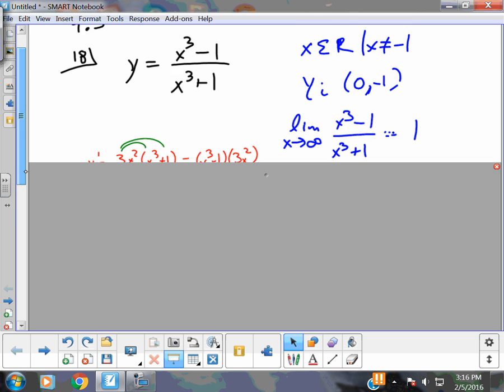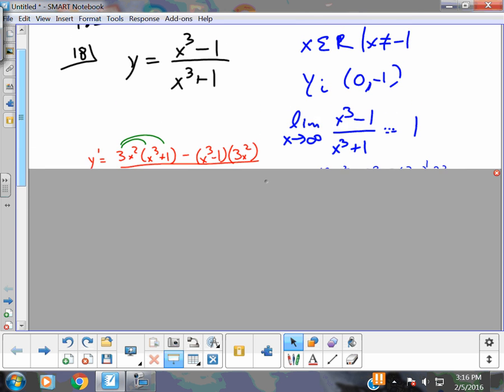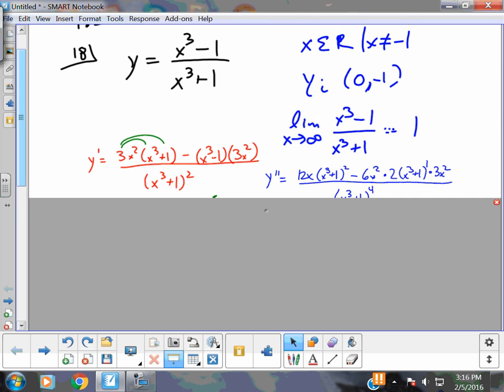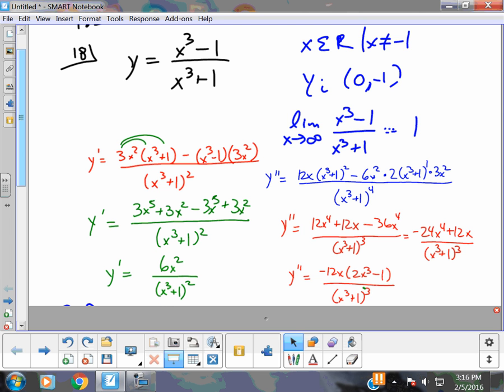Now, the first derivative of this function, I'm not going to spend a lot of time with this. In red here, you'll see that I have 3x squared times the quantity x cubed plus 1, derivative of the top times the bottom minus the top times the derivative of the bottom, all over the bottom squared. F prime g minus g prime f over g squared. Now, we do need to do some simplifying, which I did in green. I distributed, combined like terms, and I ended up with 6x squared over x cubed plus 1 squared. That is the first derivative that I am going to use to take the second.